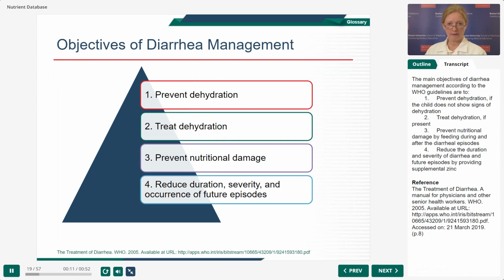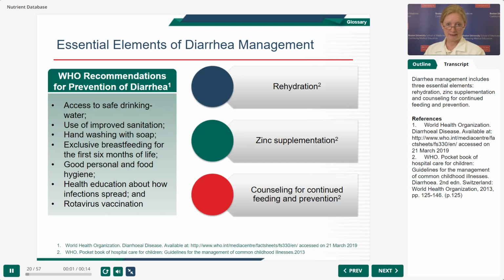The WHO is telling us that there are 4 important areas in the prevention and the treatment of dehydration and diarrhea. The first one is you want to prevent dehydration. The second one is if you have dehydration, you want to treat it. The third one is that you want to prevent malnutrition, but if malnutrition appears, you will need to address that too. And the goal is to reduce duration and severity and occurrence of future episodes. So multiple steps in the management of diarrhea. The essential elements are basically hydration, zinc supplementation, and counseling regarding feeding and prevention of malnutrition.